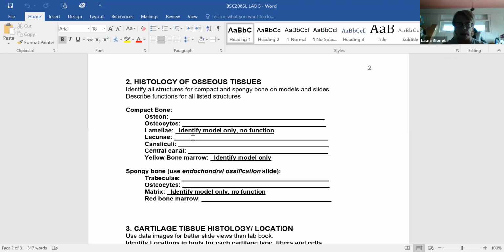Osteocytes are the mature cells that maintain the trabeculae, the matrix found there, the hard components. The matrix, I'm just going to show you on the models, is identified as the yellow stuff, the hard portion of the bone that you're looking at that's arranged in rings. And then red bone marrow would be found between the walls of the trabeculae, and red bone marrow produces all blood cells: red blood cells, white blood cells, platelets.